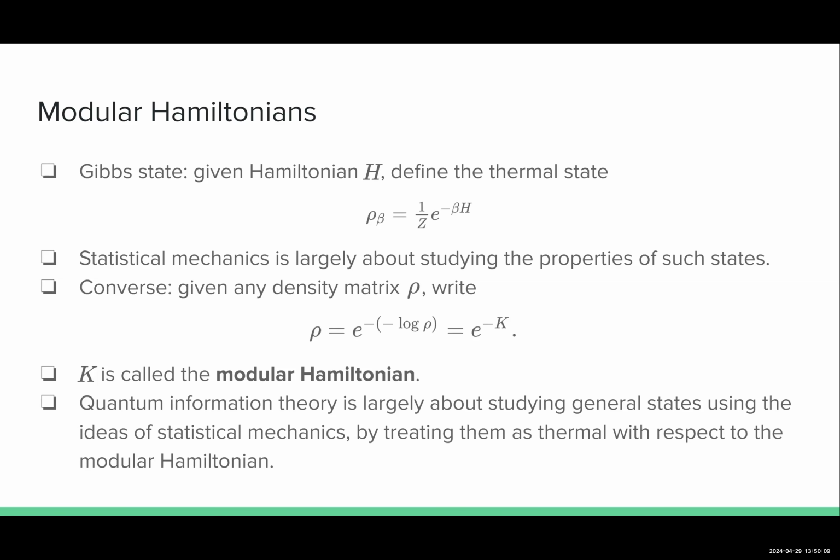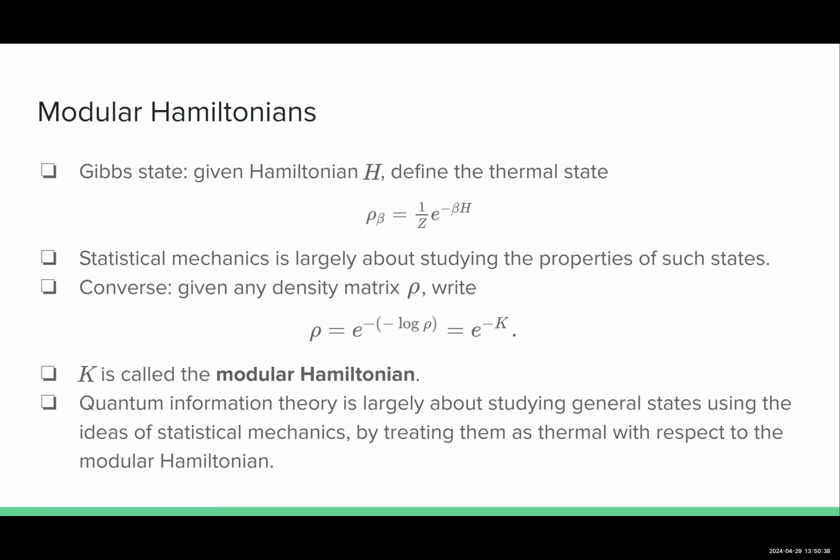But there's a converse thing you can do, which is instead of starting with the Hamiltonian, you can start with the state. And given a density matrix, you can always just formally write it as rho equals e to the minus log rho, and identify that minus log rho as some operator K. So this is an expression that sort of looks like the expression for a Gibbs state. And indeed, if you think about what the properties of this operator K are, well, rho is a density matrix, so it's bounded below by 0 and above by 1.